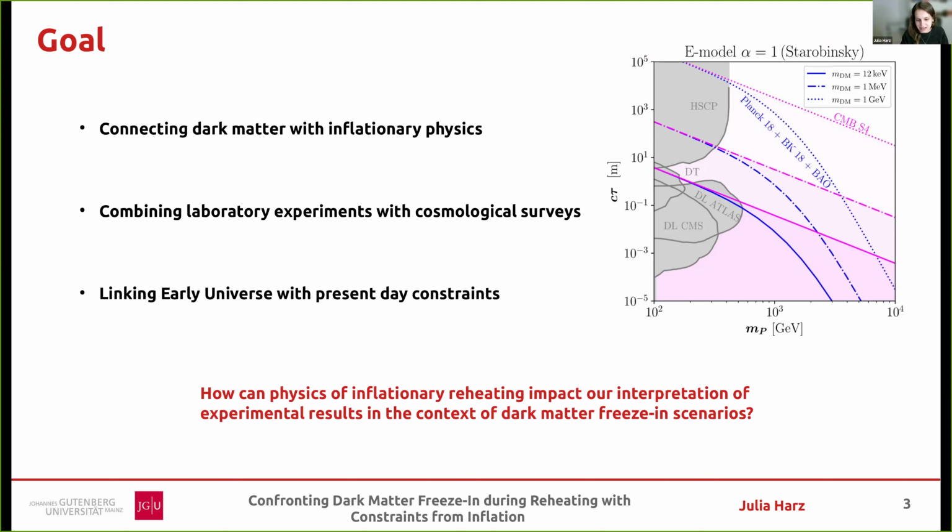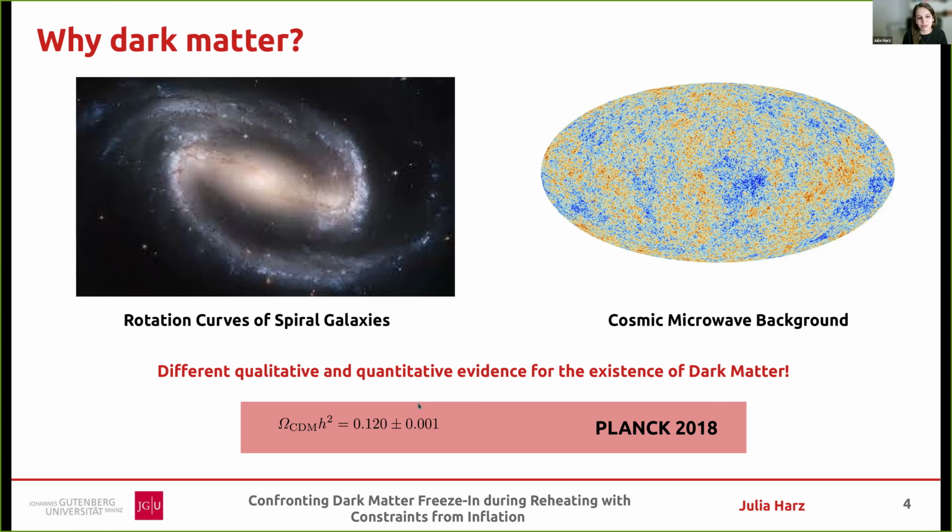But let's start first. Why dark matter, and what is dark matter? We all know dark matter is very well motivated for different reasons, like the rotation curves. Additionally, we have the very precise value from the cosmic microwave background that allows us to match certain models to the Planck value of the relic abundance. Then, of course, the question remains: what is the dark matter?